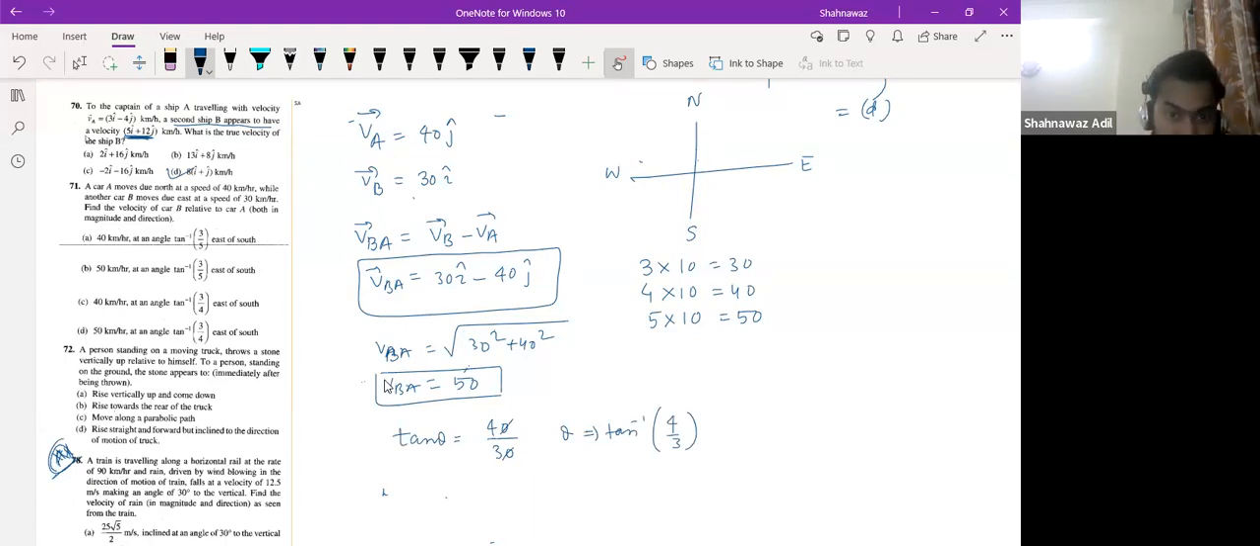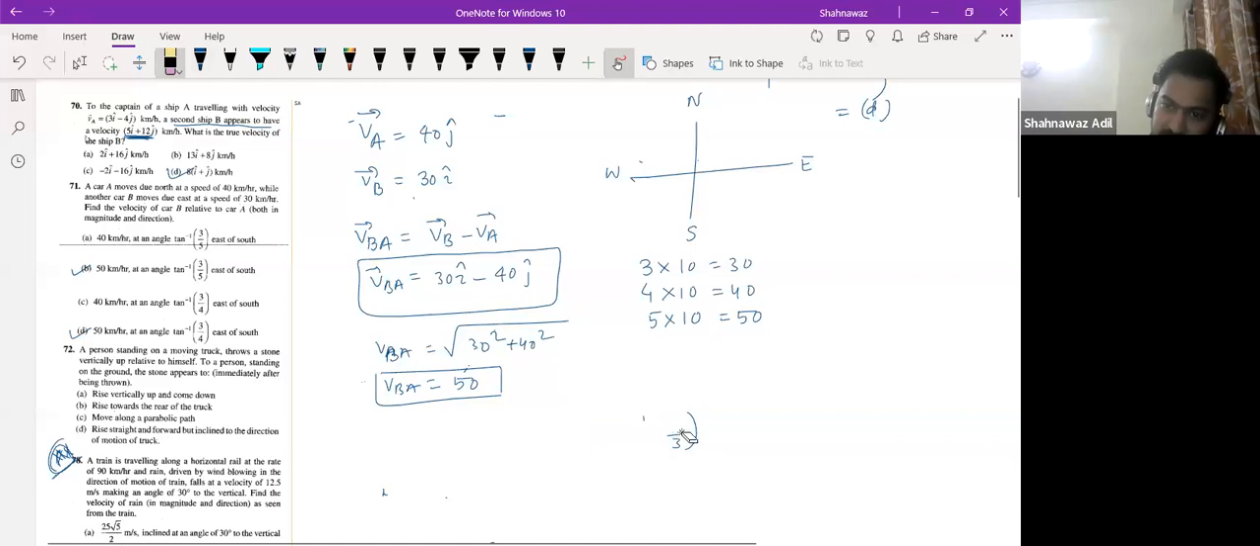So these are 50 kilometer per hour. But what is this direction? East of south. So east of south, and this is also east of south. So we have to take the angle from the vertical, right? This is the angle. And this is minus 40, so this is 40 and this is 30. So this is the direction, right?